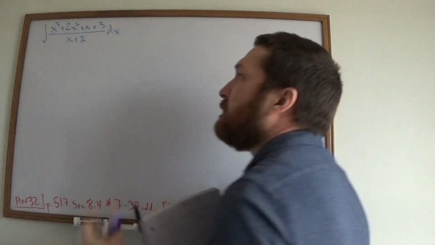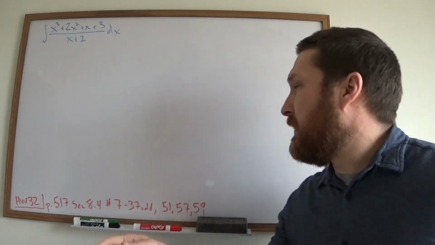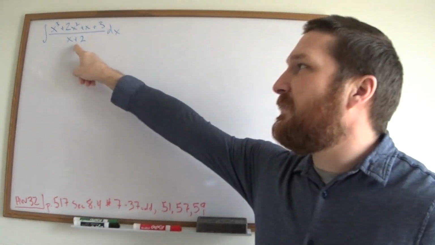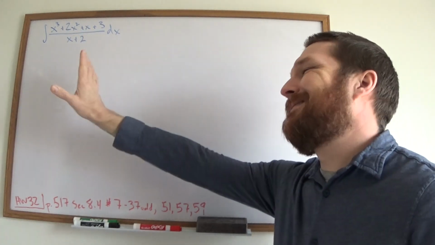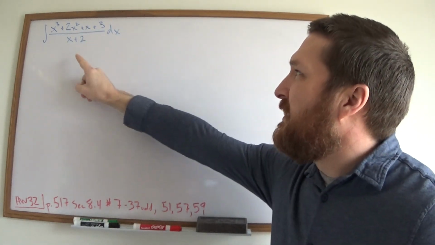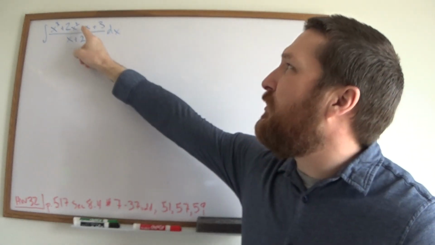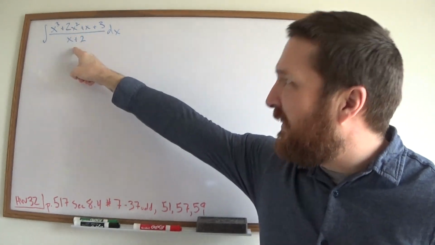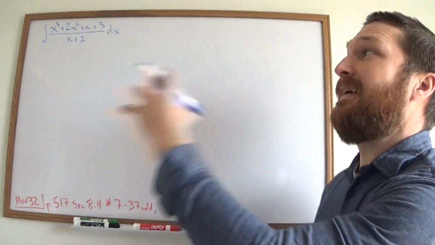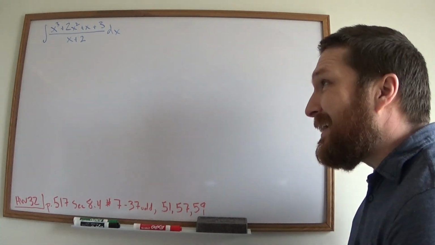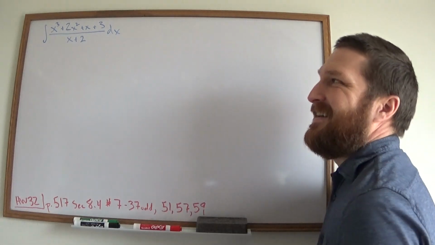The second question is, okay, first off, if I take the derivative of that, I don't get that, so that's not going to work. Second question: is the degree of the numerator greater than the degree of the denominator? Yes, it is. So that means we can divide these.